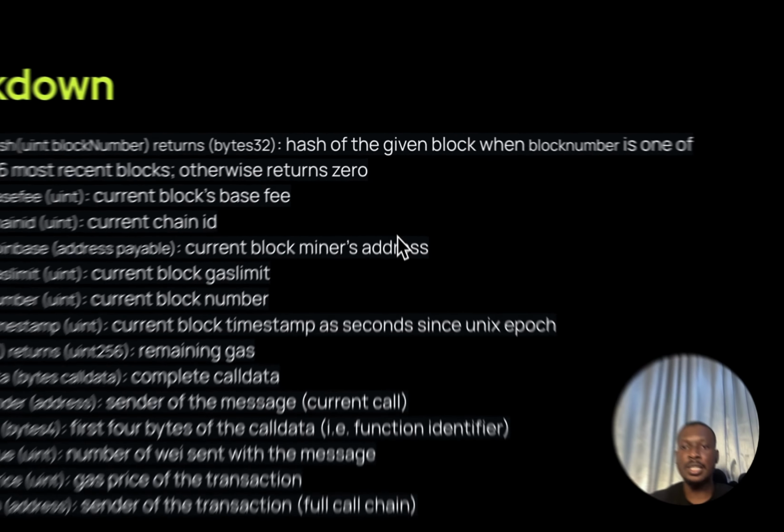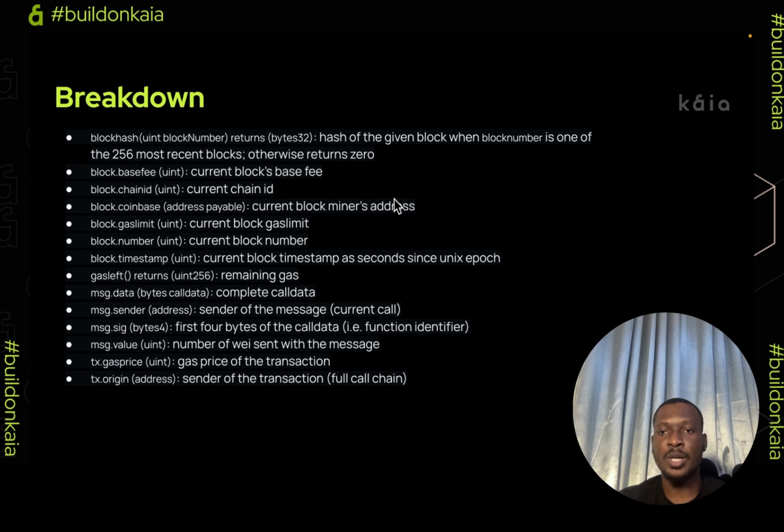We have blockhash. This is a function actually, and it takes in a block number and returns the hash of the given block when the block number is one of the 256 most recent blocks. If it exceeds the 256 most recent blocks, it returns 0. Now, we have others: we have basefee, chainid, coinbase. They practically do their own unique things.